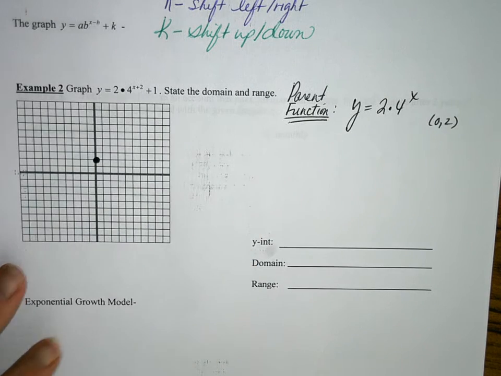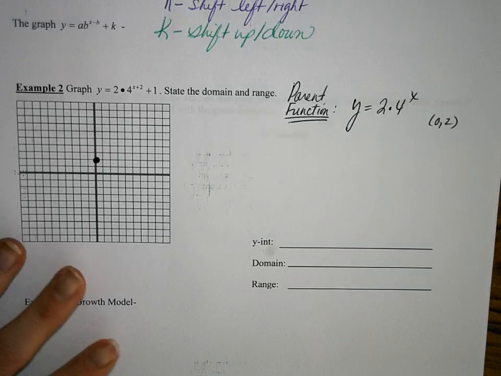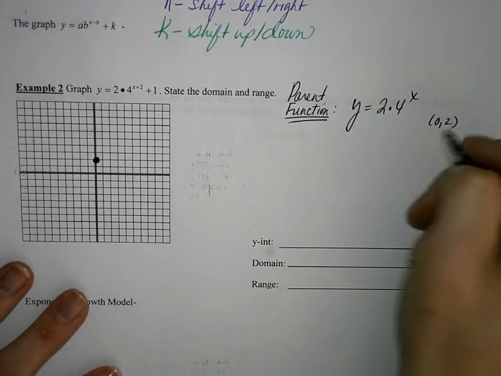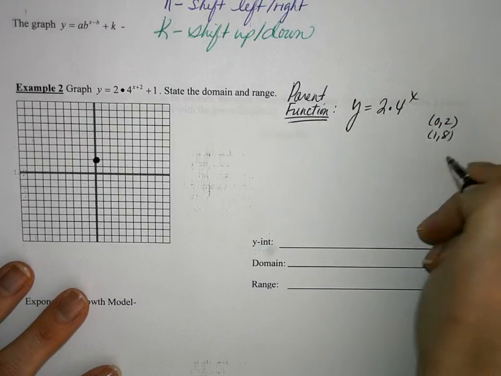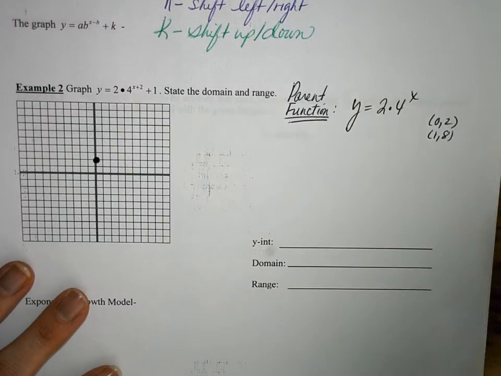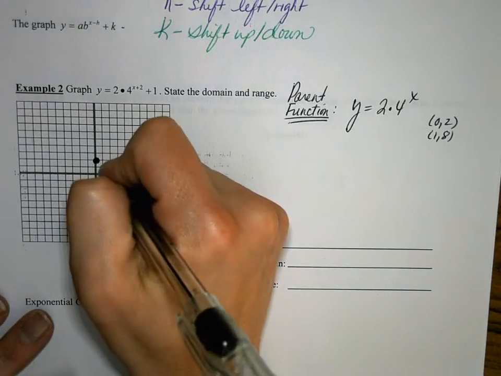All right, give me another point that would be easy to graph, Chelsea. 1, 8. Beautiful. 4 to the first is 4. 2 times 4 is 8. It's always at 1 and then a times b. So 1, 8. So I go to the right one and up 8.